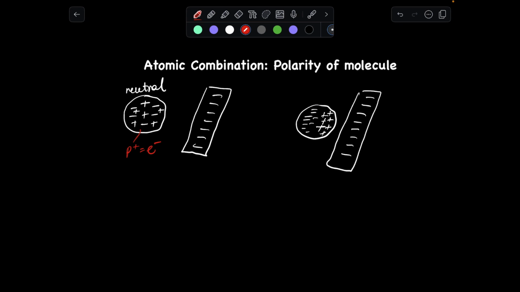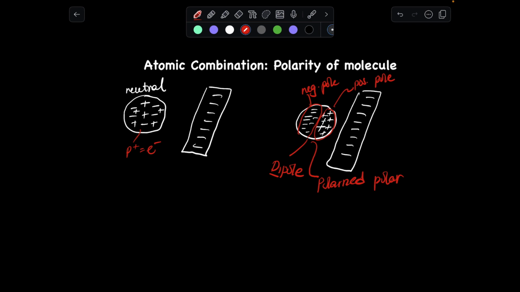So what do we say here? We say it has two poles. Do you see? It has a negative pole and a positive pole. So this one is a dipole. The word di means two. It has two poles, a negative pole and a positive pole. So in other words, this sphere is polarized.